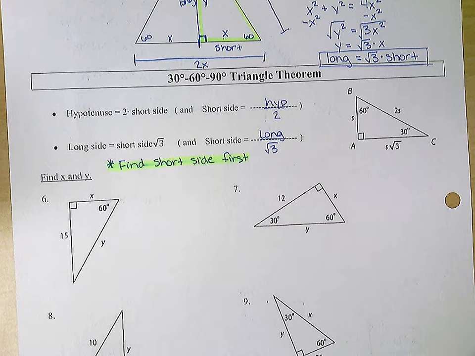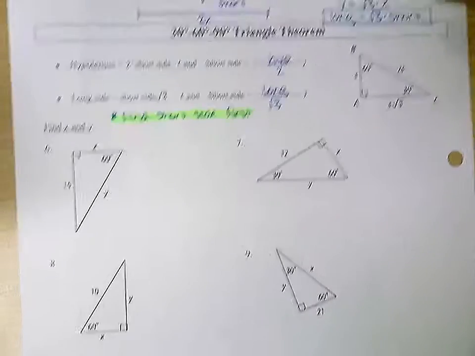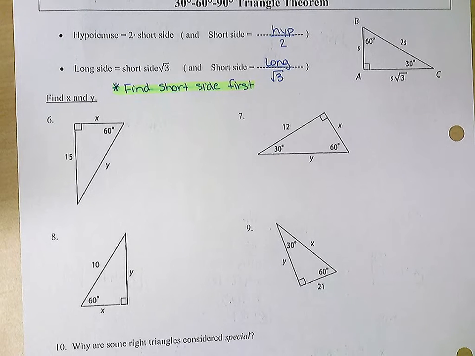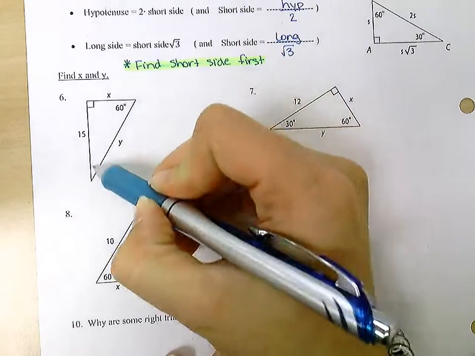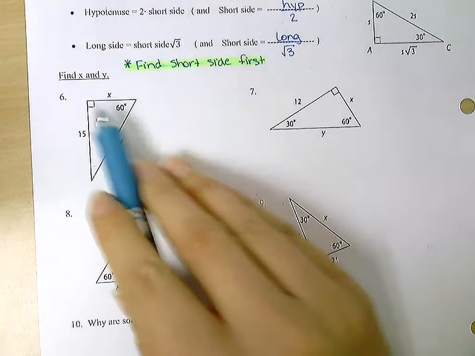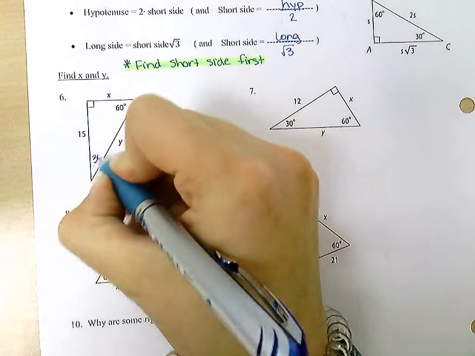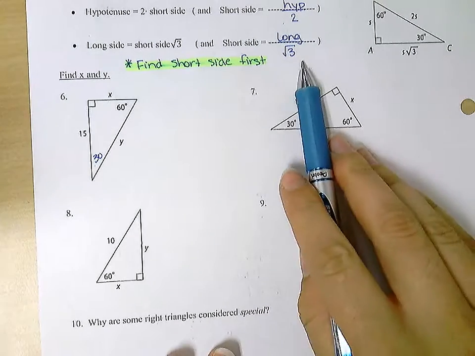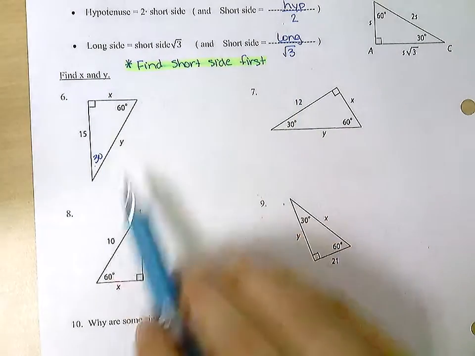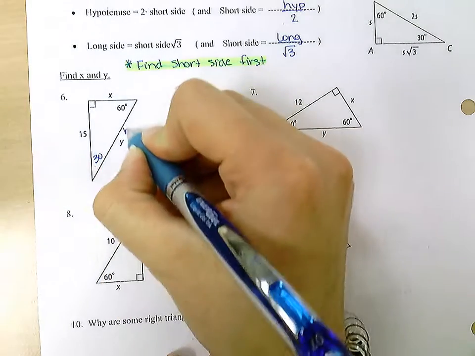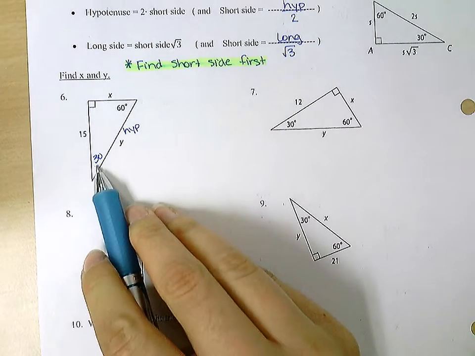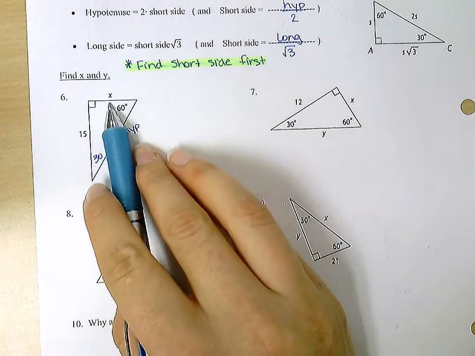So we are going to do some examples using these rules. With these ones, you might have multiple steps. You'll have to find two sides instead of just one like on the front. So number 6, again, first thing I do, look at your angles. This is a 60, this is 90, so this has to be 30. So I know I'm using these rules on the back here. Next, I label each of my sides. Opposite your right angle is the hypotenuse. Opposite your 30-degree angle, across from that, is your short side.